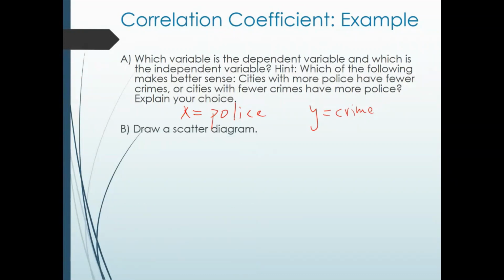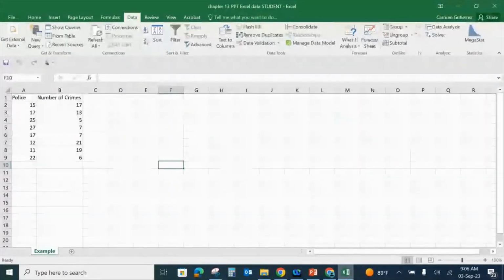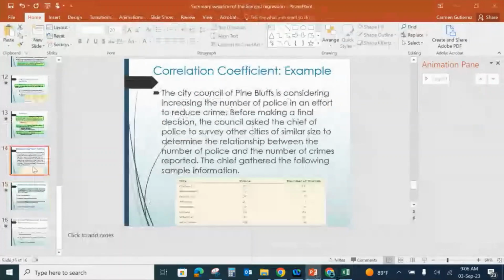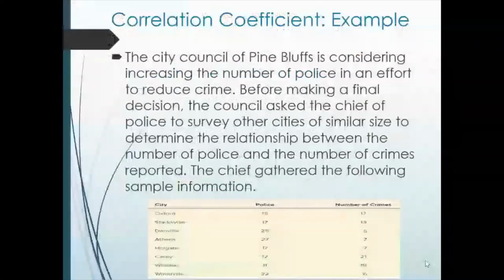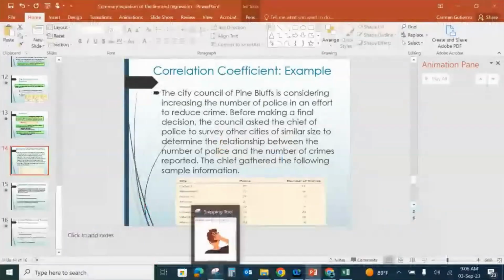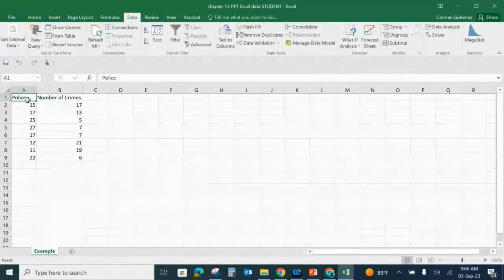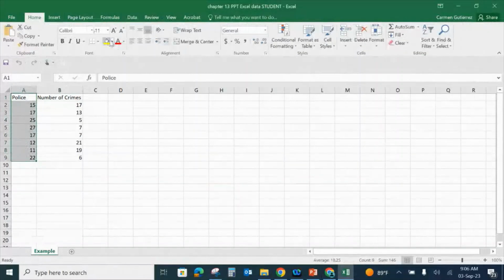All right, let's draw a scatter diagram from this. I have Excel already open with this data here. One thing to notice is that I don't need the cities to do the math. I only need to know which one is my X and which one is my Y, so ignore this. Let's go to the Excel here. I have my police and the crime. Again, I'm just going to put a color here. Police is my X, and the number of crimes is your Y.